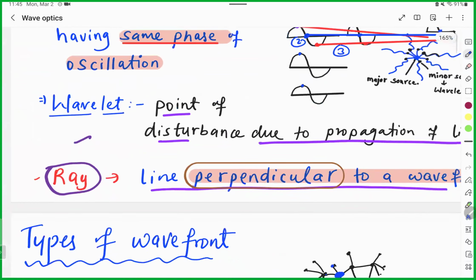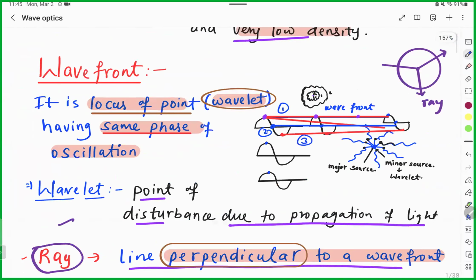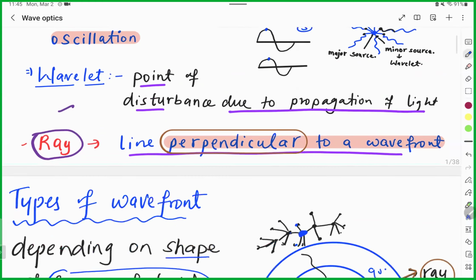Wavelet is the actual disturbance which is responsible for the propagation of light. Remember, here we are talking about propagation of light, but the simplest example to understand this is if you drop a stone in water and waves will come outside. That is because of the wavelet, and wavefront is formed.